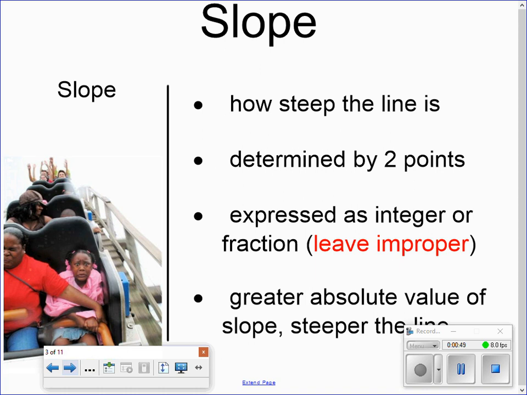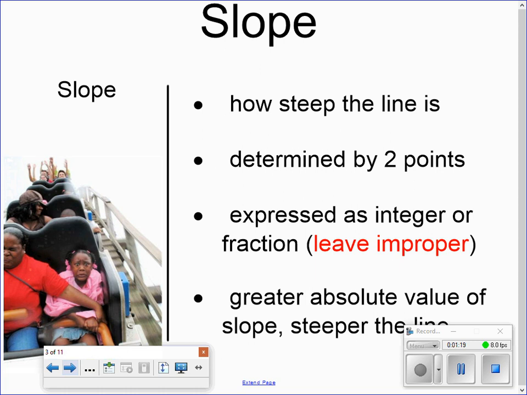So when we talk about slope, slope is how steep a line is. When we talk about our linear relationships, it tells us how steep the line is. Our slope also tells us the direction in which our line is facing. We have positive and we have negative slopes. To determine the slope of a line, you have to have 2 points. So we look at 2 points that are along that line, and we look at how to get from one of those points to the next point. That is how we're determining slope.